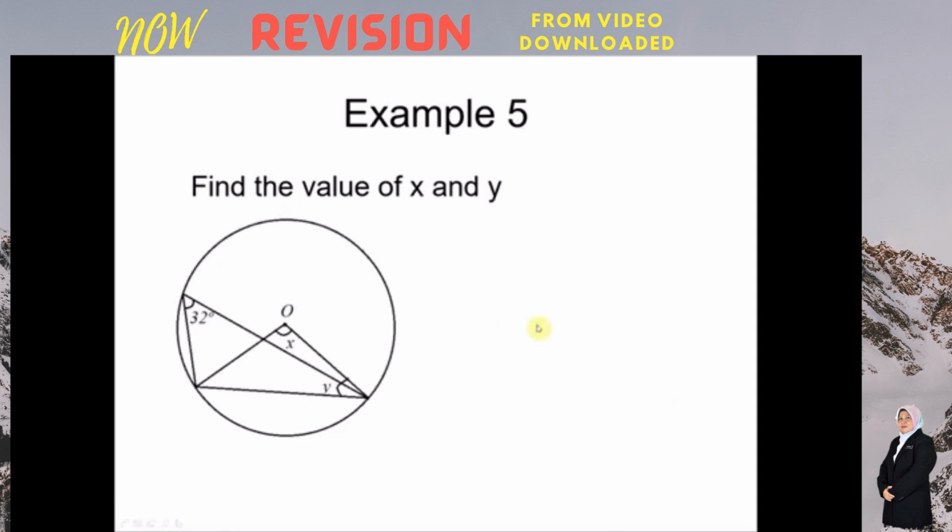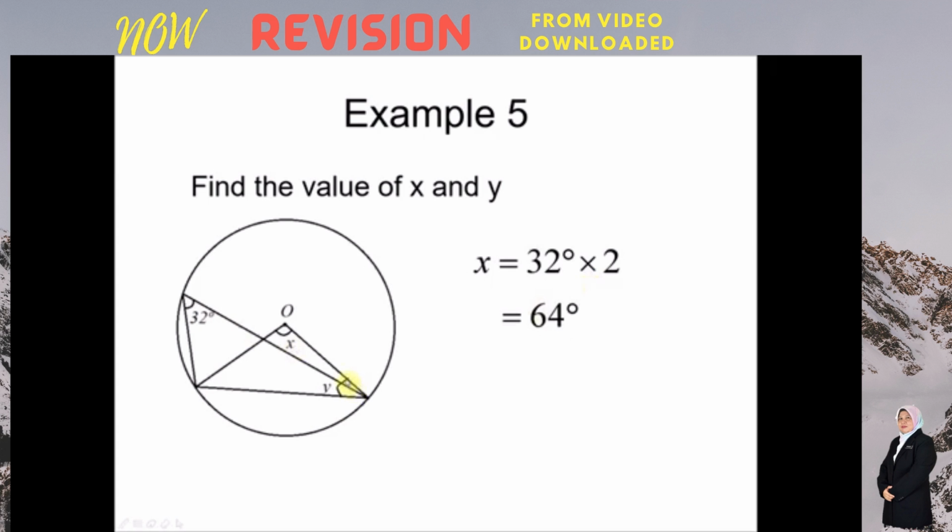Go to question 5. Example 5. Find the values of x and y. So x is the angle at the center. Y is from this line, the radius here, until this line. First, we look at this angle of 32, subtended by this arc. You'll find that angle x is the angle at the center subtended by the same arc as this angle. Hence, from the properties, we know that this is double the size of this. 32 times 2, you get 64.